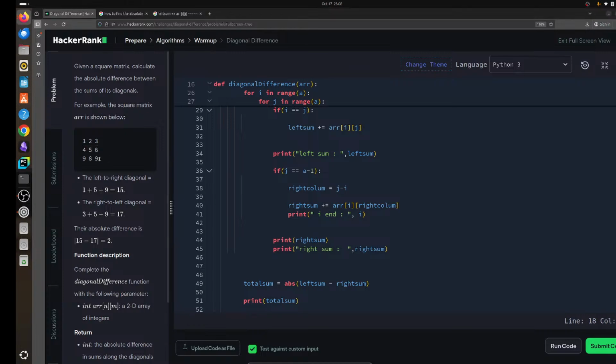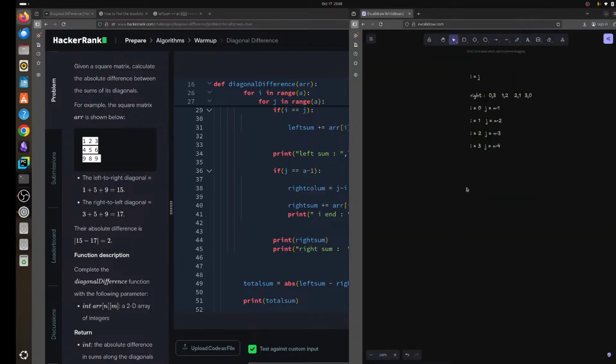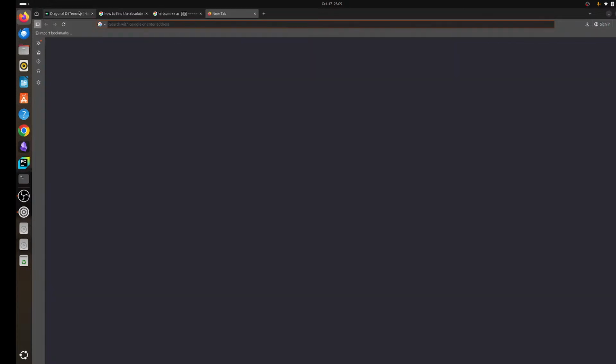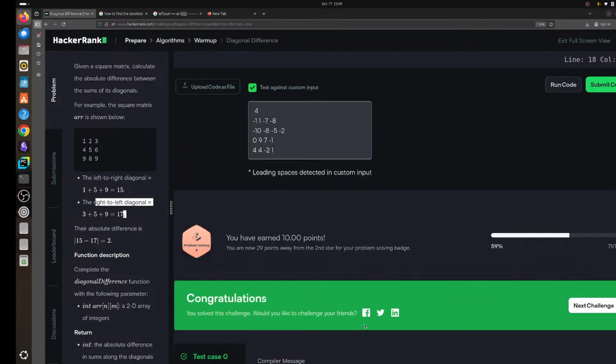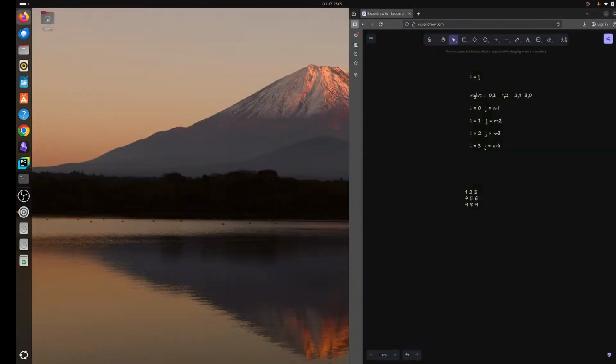Let's consider two different types. One is 1, 2, 3, 4, 5, 6. Let's copy this and put it here. Control V. Here the diagonals are, you already know, right? These are the diagonals. Let's go below. Copy, and the diagonals are.